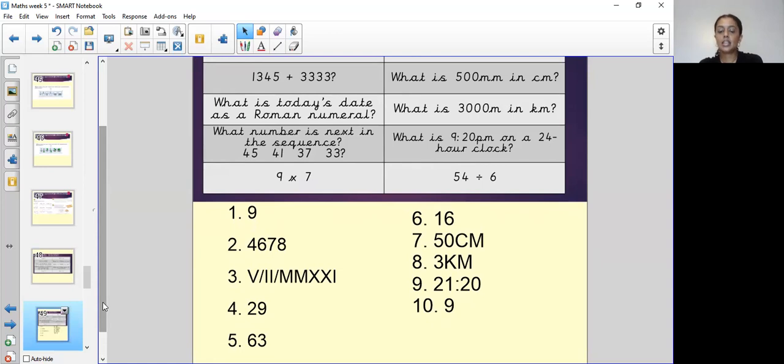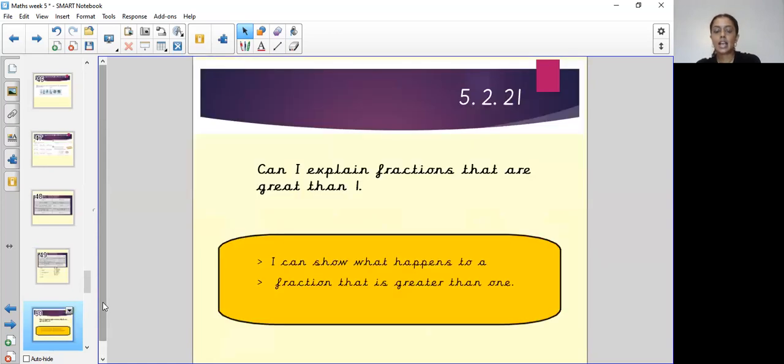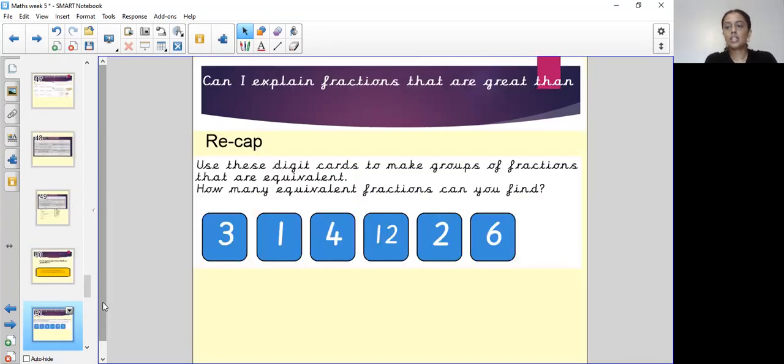And number 10, 9. So let's have a look at what we're learning about today. So today we're looking at, can I explain fractions that are greater than 1? So the first thing I'm going to get you to do is have a go to use these digit cards to make as many equivalent fractions as you can.